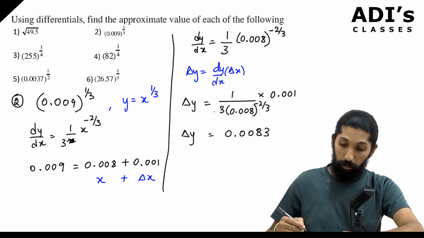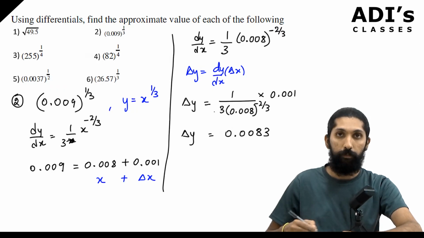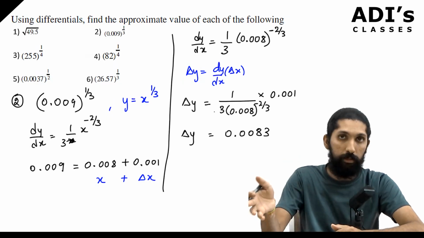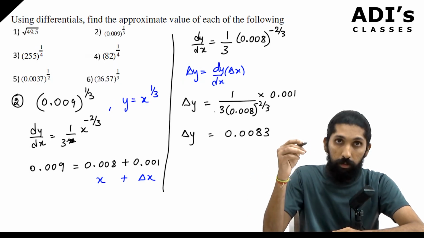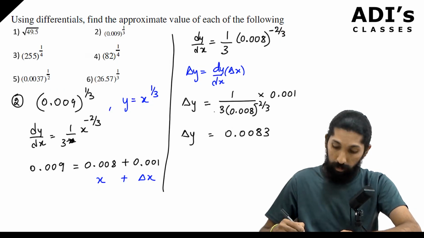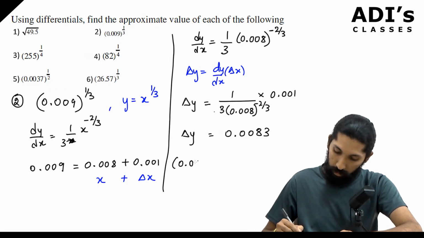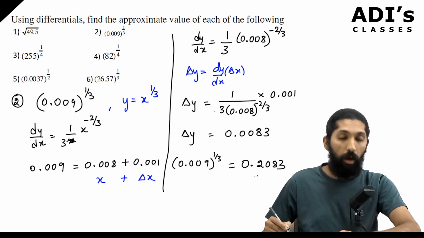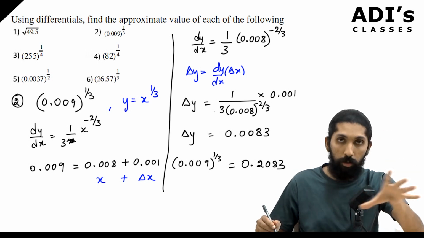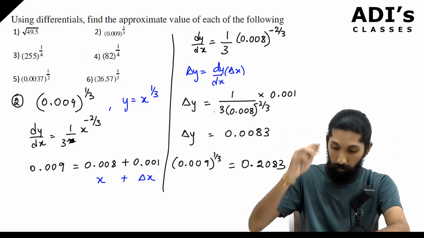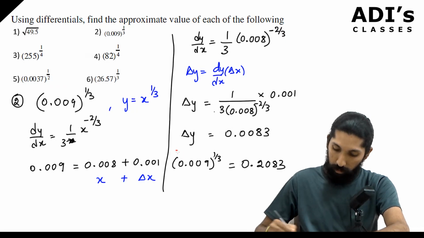Now what do we need? We need 0.009, which is nothing but cube root of 0.008 plus this, correct? The closest cubic number. So you will get the approximated value, you can say. That is, 0.009 power 1 by 3 becomes 0.2083. So how did we get 0.2 here? The extra 0.2 is because of the cube root of 0.008. All right, so the final answer is going to be this one.